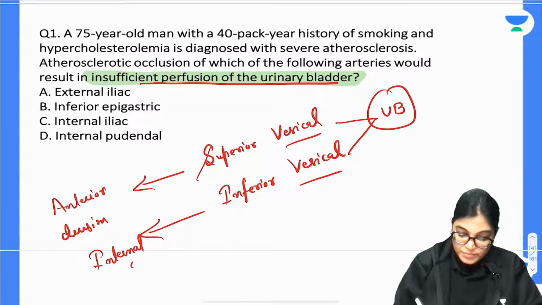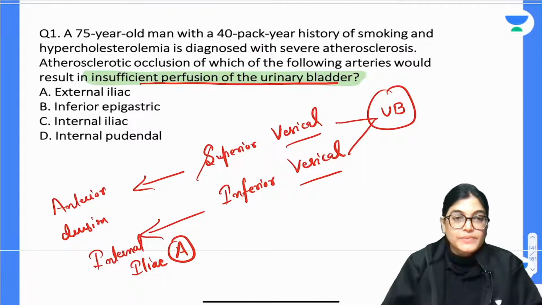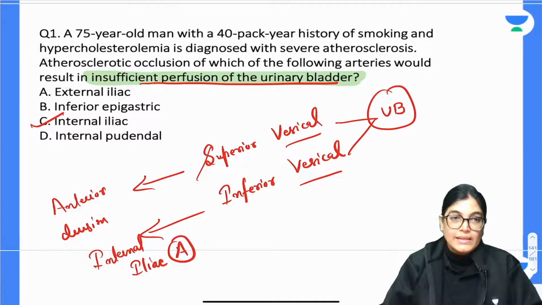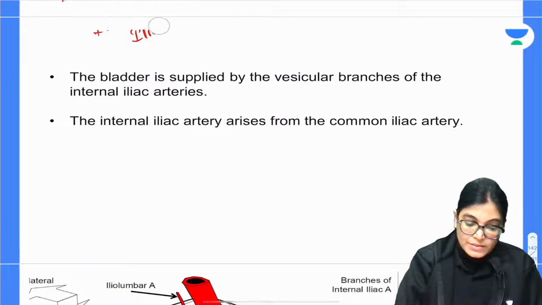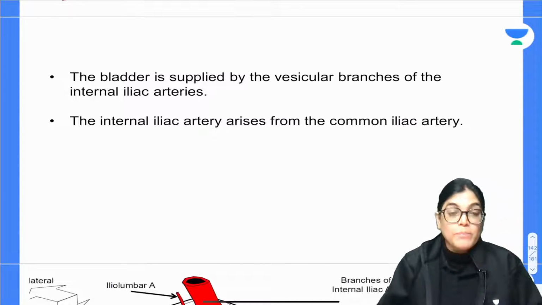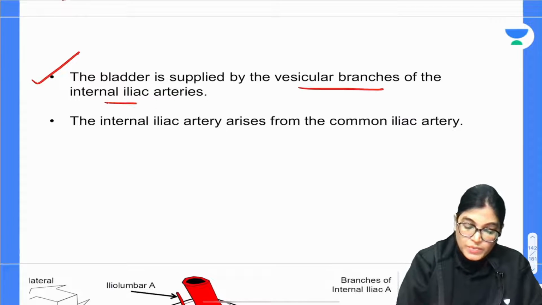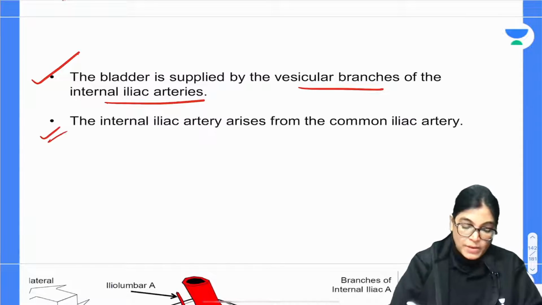So if we have to go with the correct answer, we will go with internal iliac, that is option C. Okay, so let's come up with the explanation. The same thing has been written here. The urinary bladder is supplied by vesical branches of the internal iliac artery, and we know that the internal iliac artery arises from the common iliac artery.